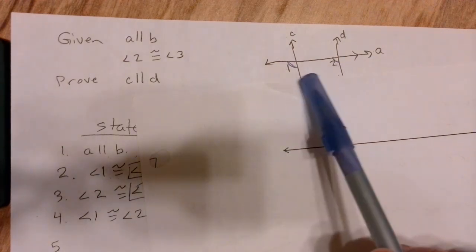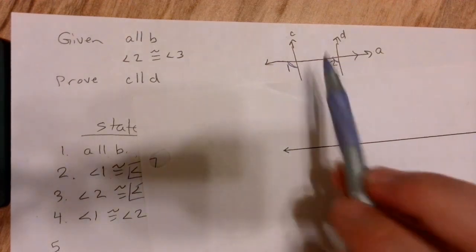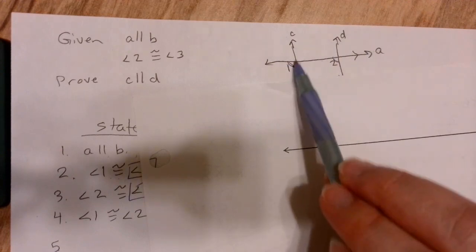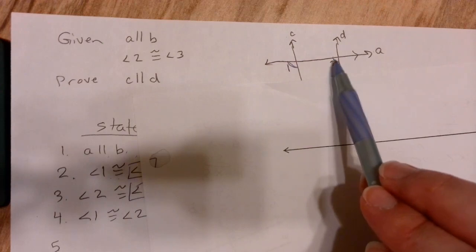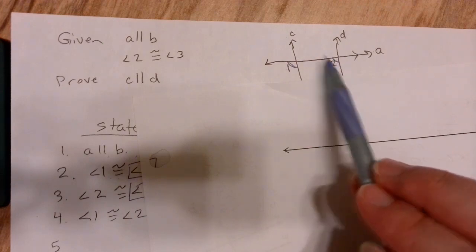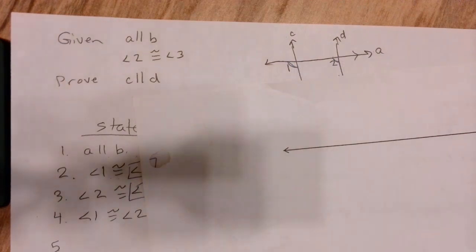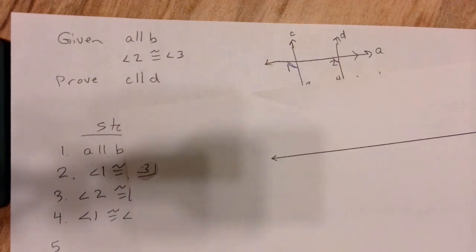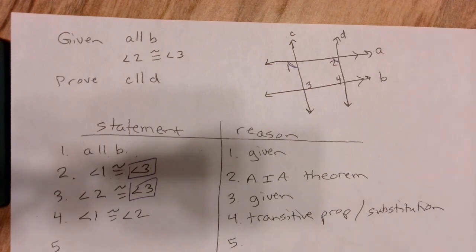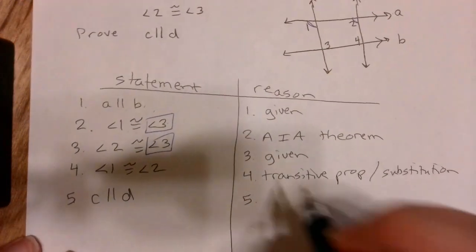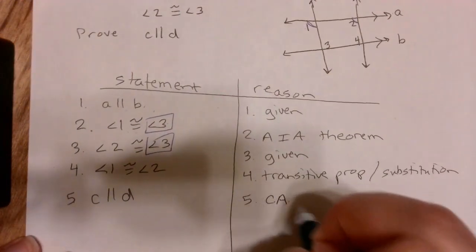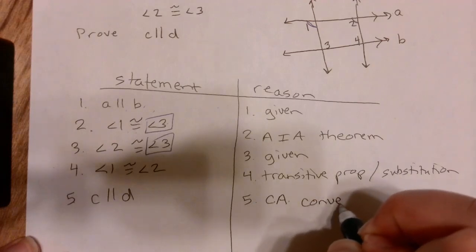We have 2 lines with a transversal, and we know that the bottom left angle here and the bottom left angle here are the same. Bottom left, those are corresponding angles that are equal. And if the corresponding angles are congruent, then that means line C is parallel to line D by the corresponding angle converse.